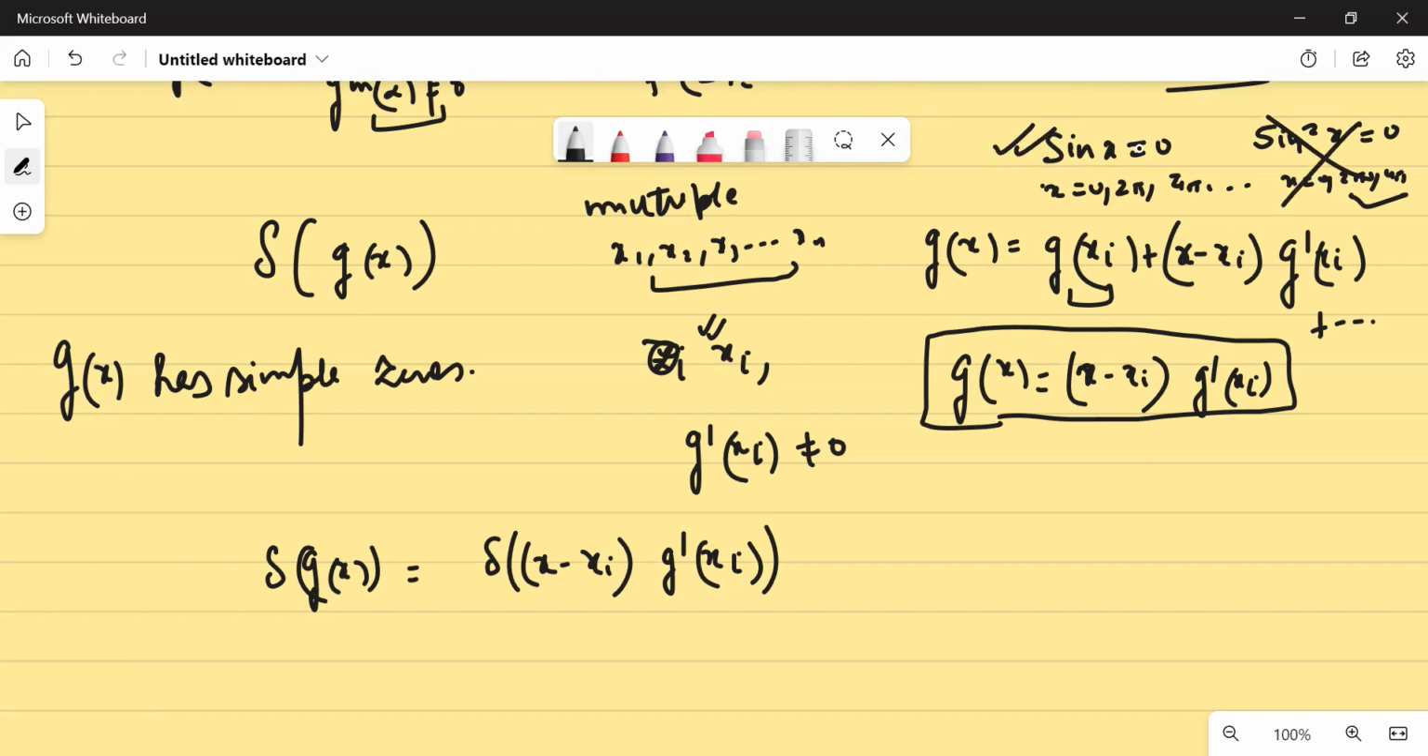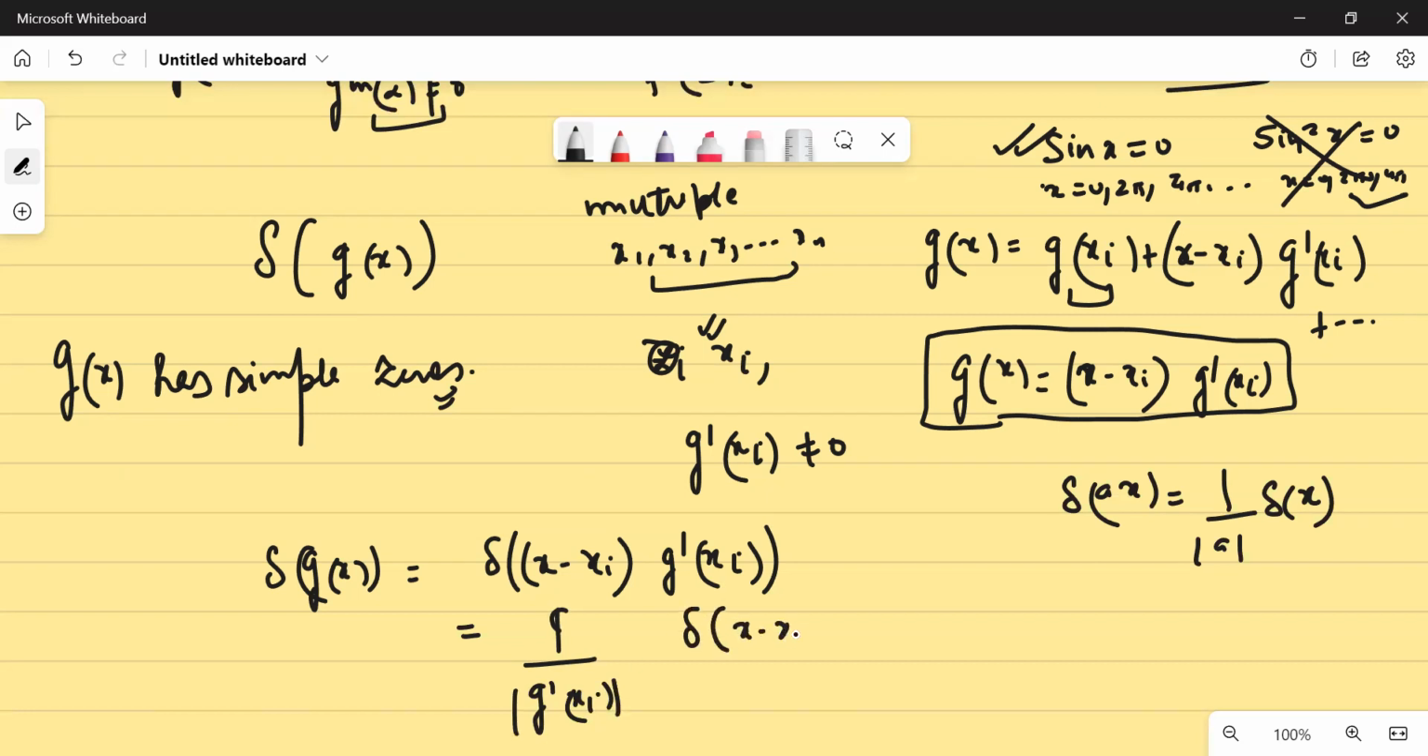I'm talking about these cases where I'm only considering g(x) being a function which has only simple zeros, and those simple zeros are given by xi's. What I would do is simply take the leading term of the Taylor series expansion of g(x) around x equal to xi. So g(x) will be equal to (x minus xi) g dash xi. This is what I have written here. And you can clearly see that I have written a property, Dirac of ax is equal to 1 upon mod a, and then Dirac of x. So instead of all these things, you can write 1 upon mod g dash xi, Dirac of (x minus xi).